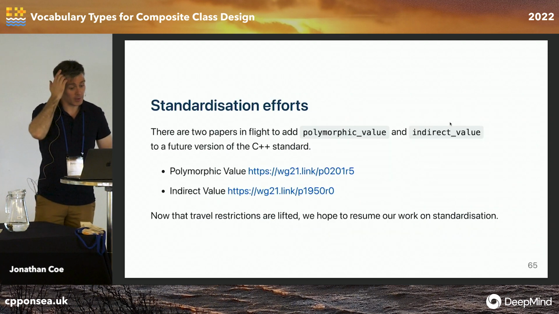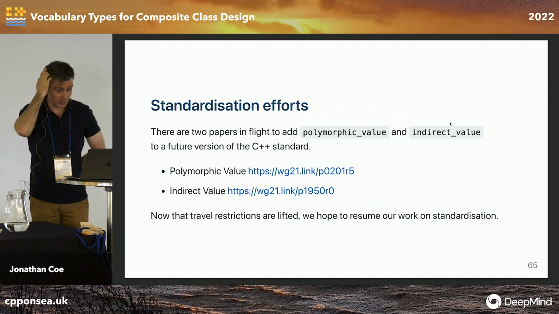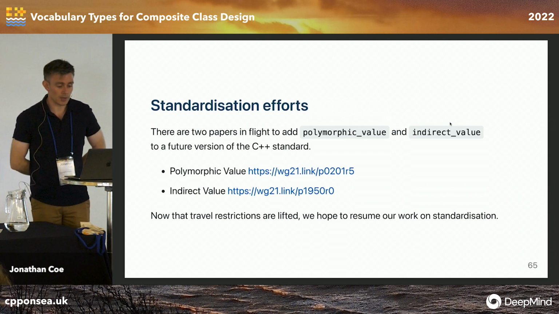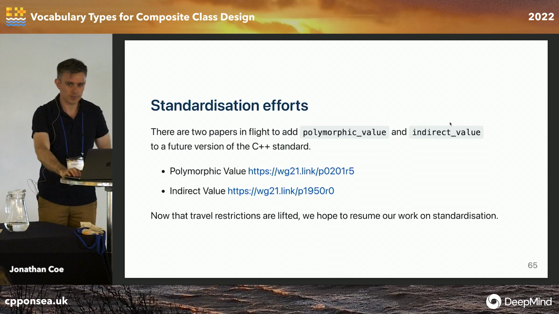There are two papers in flight to add polymorphic value and indirect value to a future version of the C++ standard. And now that travel restrictions are lifted, we're hoping to resume our work on standardization.